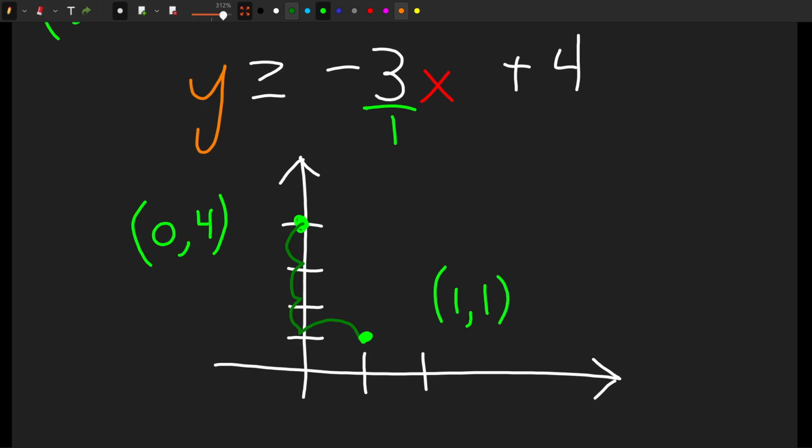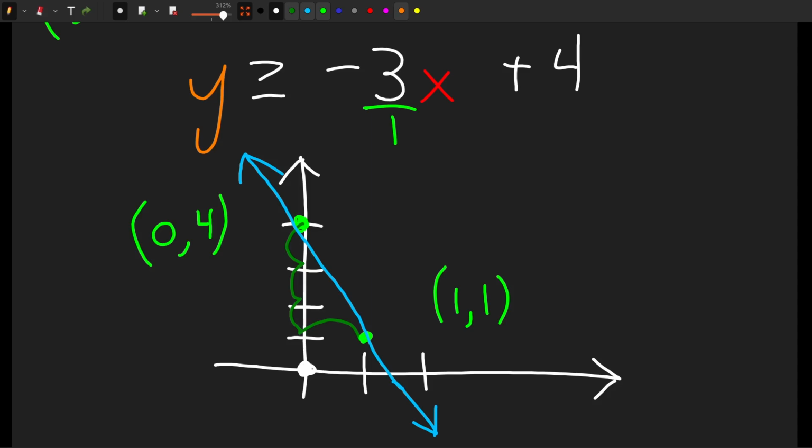Okay, let me go ahead and connect these two points. Since we have a greater than or equal to sign, it's going to be another solid line. And so we'll get something like this. Last thing we need to do is shade. So I'm going to use a test point here. I'm going to choose good old (0, 0).